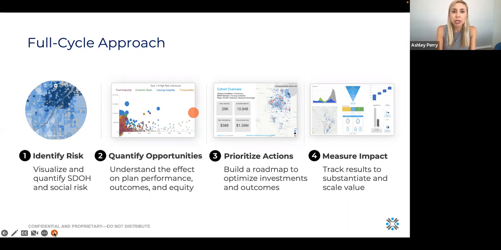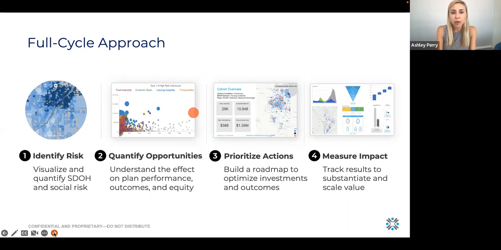And then being able to use that understanding of social risk to quantify opportunities. So where is social risk having the most impact on your members and on your business? And then once you understand that, it provides a really clear data-driven way for your team to prioritize action. So unfortunately, what we know to be true is that there's no shortage of risk and need.